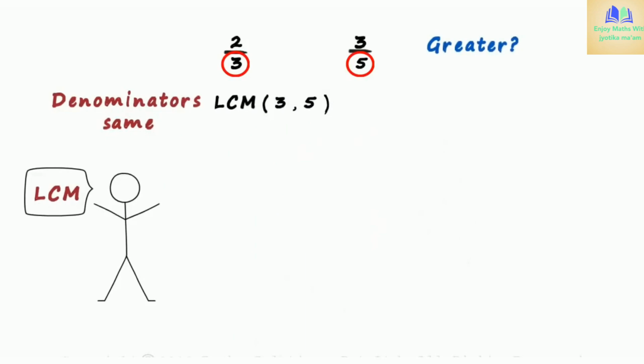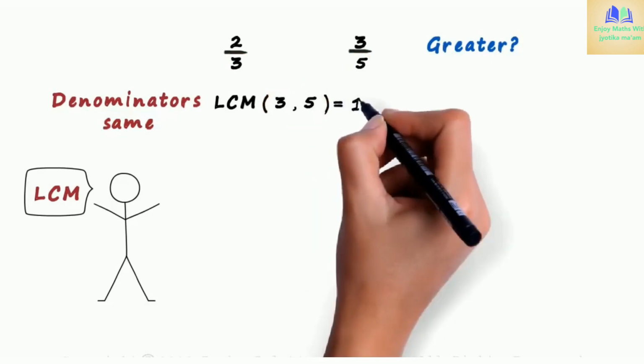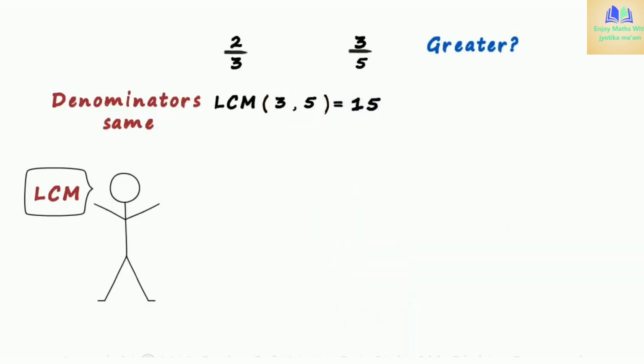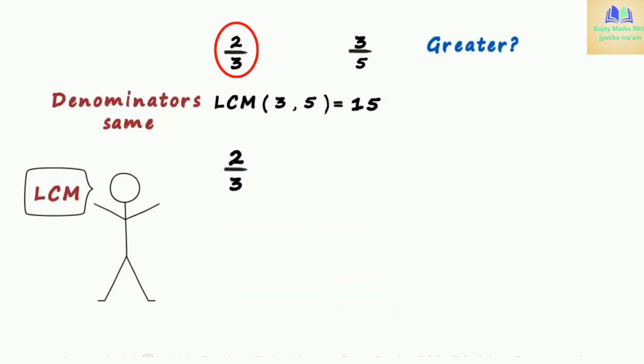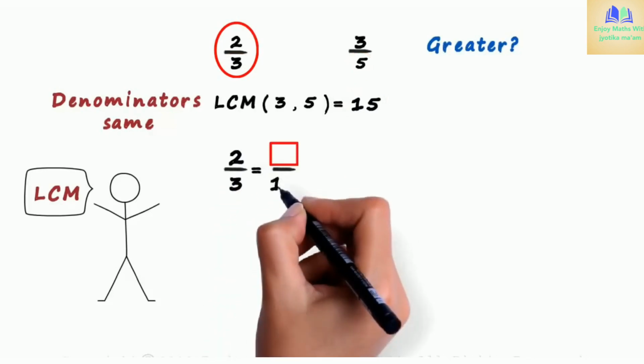Since 3 and 5 have no common factors, the LCM will be their product. 3 times 5 is equal to 15. We have to make the denominators of each of these fractions equal to 15. Look at the first fraction. We write 2 by 3 as something over 15. We just have to find this something.